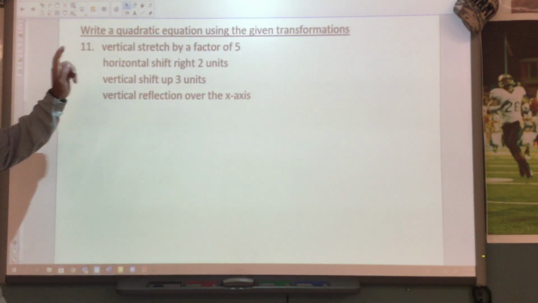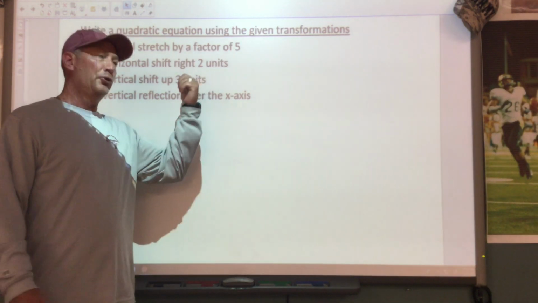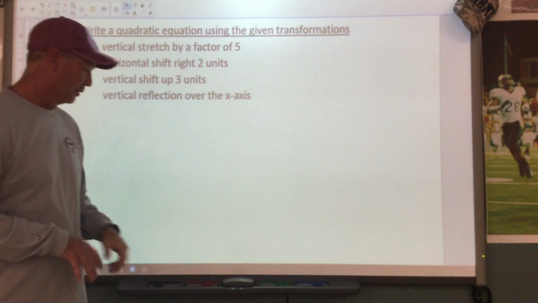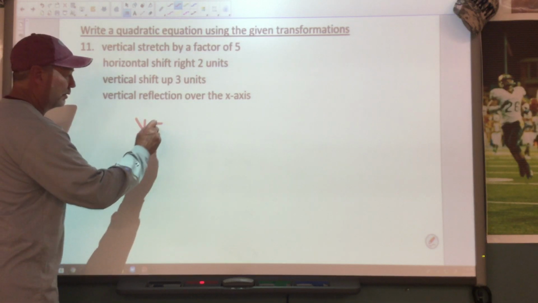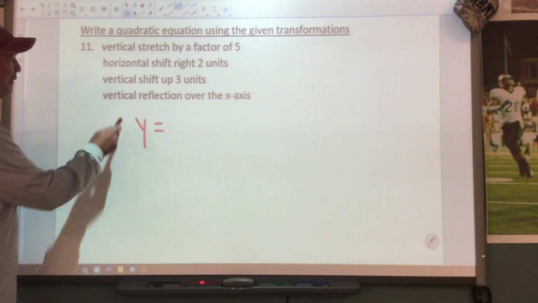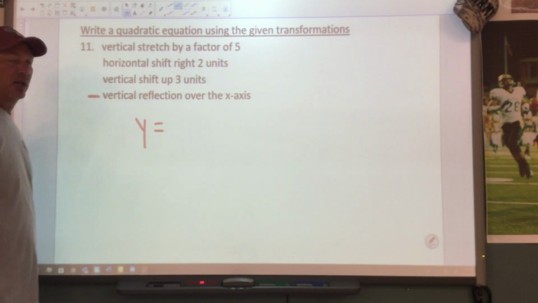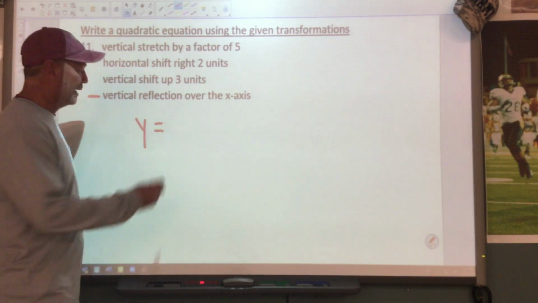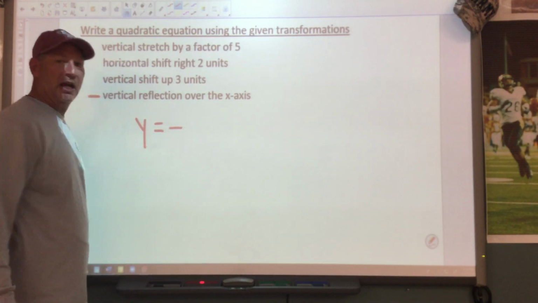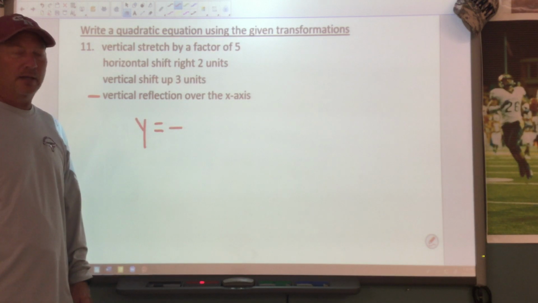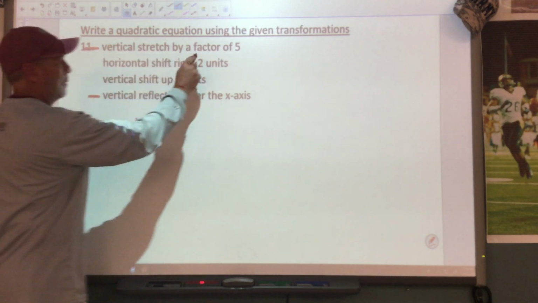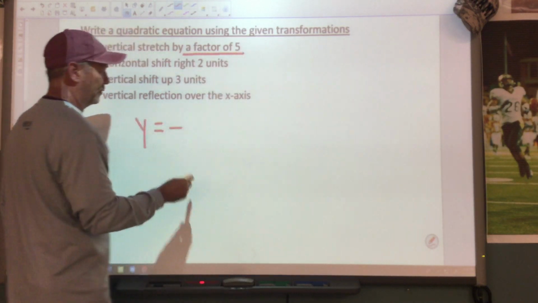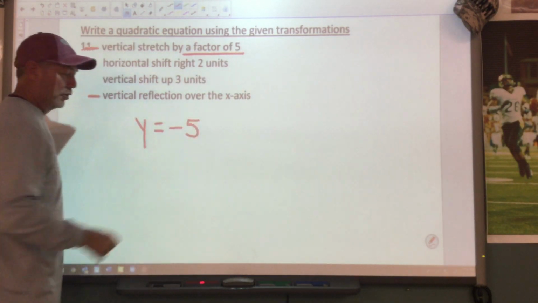Here they're going to ask you to write the quadratic equation using the transformations. So we know it's going to be y equals, let's see, I have a vertical reflection. Because I have a vertical reflection, that tells me I'm going to have a negative sign or a minus sign at the front. Then it says that I'm going to have a vertical stretch by a factor of 5. So there's my vertical stretch.